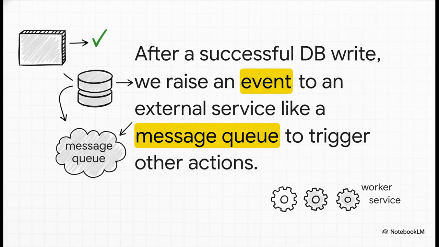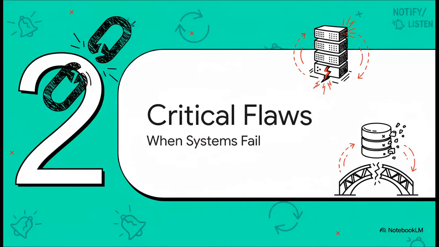The typical playbook is first, you write the order to the database. If that works, you then fire off an order-placed event to some external message queue, like AWS SNS or Redis. From there, other worker services can pick it up and do their thing. Sounds pretty solid on paper, right? But this is where things can get a little messy. Let's zoom in a bit, because this standard setup actually has two major and surprisingly common points of failure.